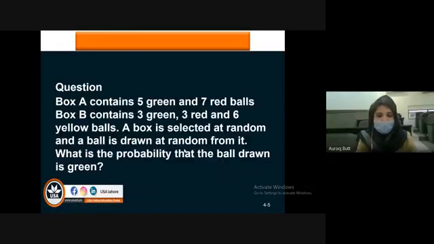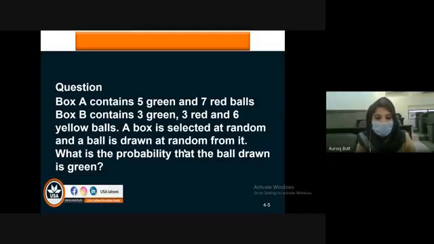And when will you use this multiplication rule in your questions? For instance, you have a question stated as: box A contains 5 green and 7 red balls, whereas box B contains 3 green, 3 red, and 6 yellow balls. A box is selected at random and a ball is drawn at random from it. What is the probability that the ball drawn is green?